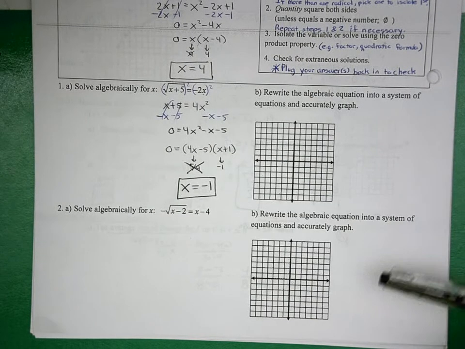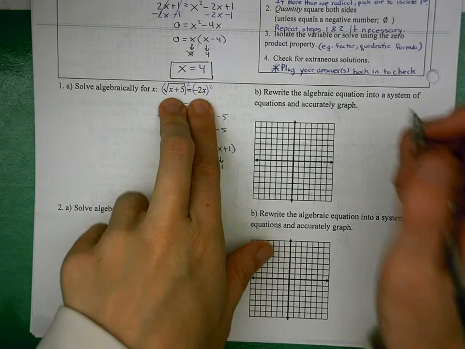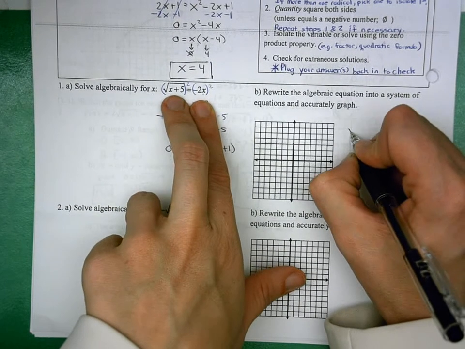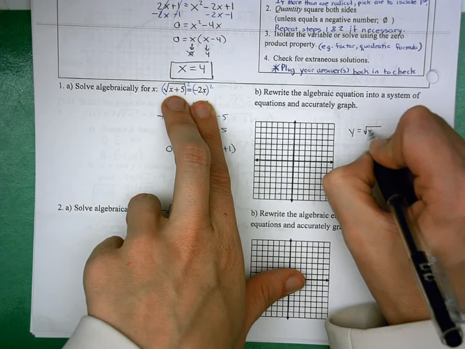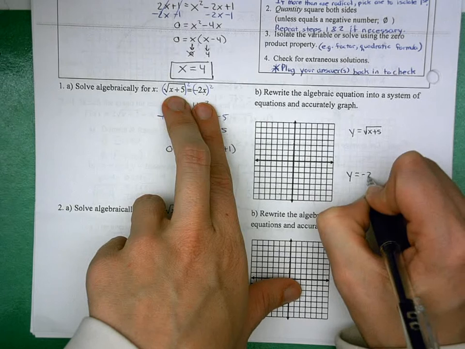B is the new bit, okay, which is we can find this answer by graphing it, and we looked at this in a prior unit. If we were to graph this root x plus 5 and graph this negative 2x, we'd see that they touched at negative 1.